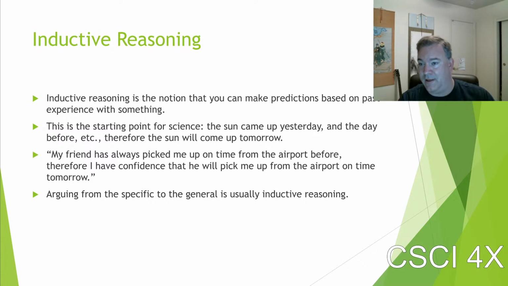So, the sun came up yesterday, the sun came up the day before, the sun came up the day before that. Therefore, the sun will come up tomorrow, right? The sun rises in the east and sets in the west. We've observed that every day of our lives. Therefore, I'm going to predict that tomorrow the sun will rise in the east and set in the west. And I'll take a $5 bet on any student that wants to argue otherwise. Because if it doesn't, we're probably all dead.